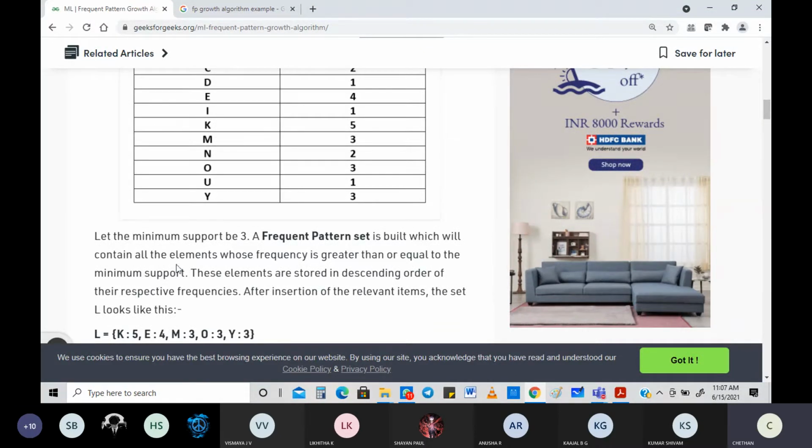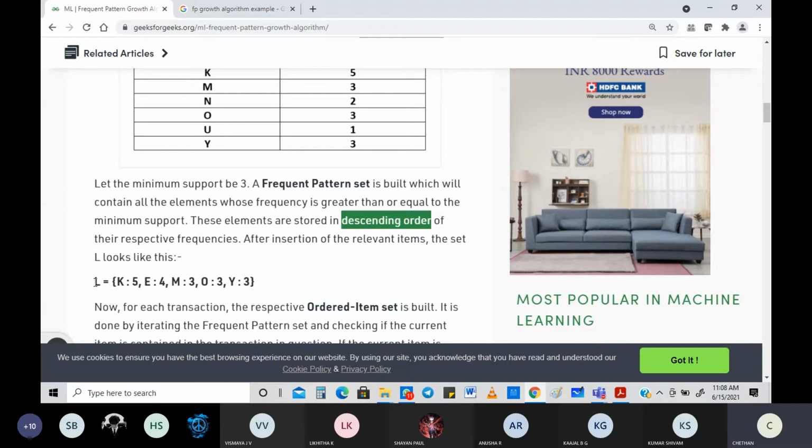A frequent pattern set is built which will contain all the elements whose frequency is greater than or equal to the minimum support. So we'll be building a frequent pattern set. Be careful, I'm talking about the frequent pattern set, called FP, frequent pattern. We build it such that the frequency is greater than or equal to the minimum support, which is 3. We need to build it in descending order, and the respective frequencies will be like this.